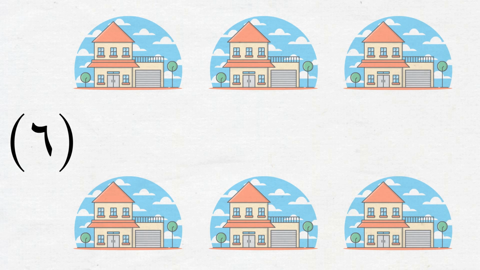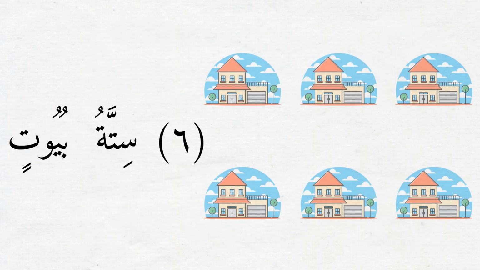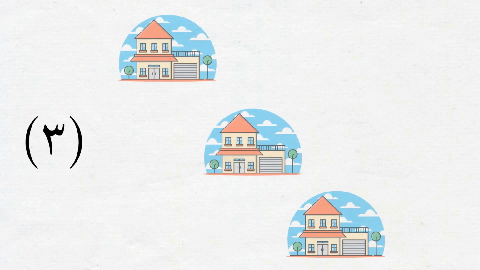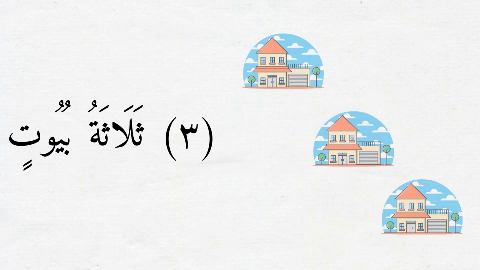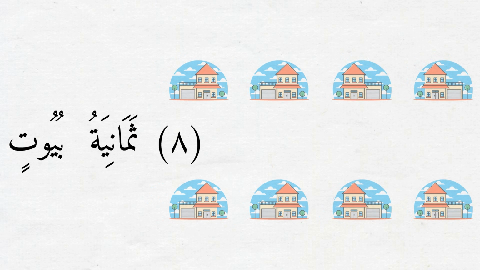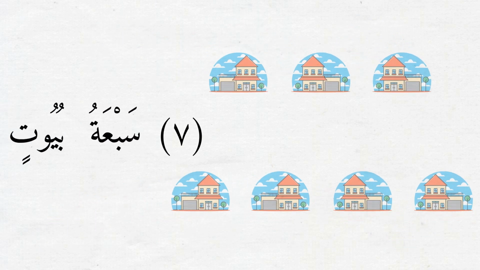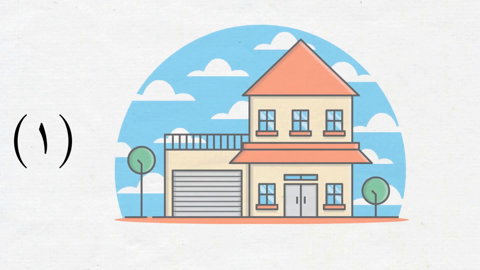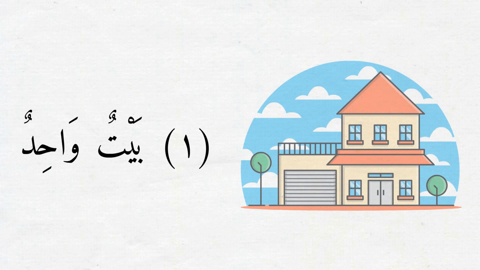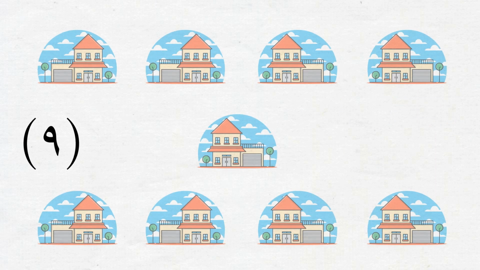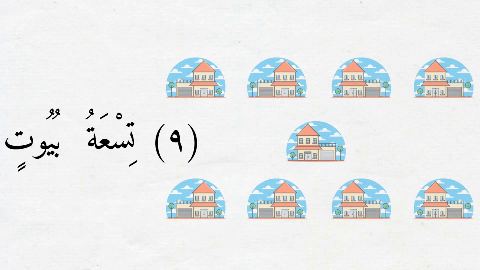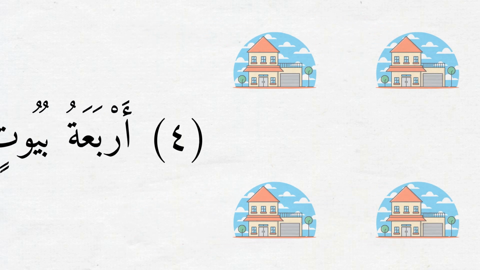6 houses. ستة بيوت. 3 houses. ثلاثة بيوت. 8 houses. ثمانية بيوت. 7 houses. سبعة بيوت. 1 house. بيت واحد. 9 houses. تسعة بيوت. 4 houses. أربعة بيوت.